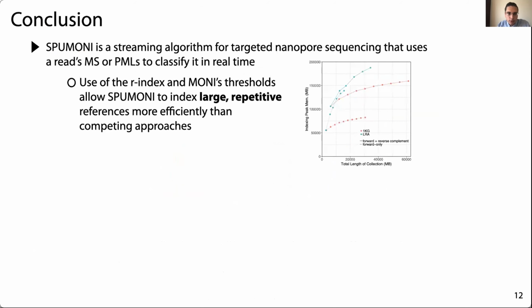So now in summary, as well as adding in some more points. We discussed SPUMONI, which is a streaming algorithm for targeted nanopore sequencing. It uses matching statistics or pseudo matching lengths to classify. And the real strength of it comes from the sublinear aspect of r. As you add in more repetitive sequence, you're able to get this sublinear aspect, which helps the r-index be efficient for large repetitive collections.